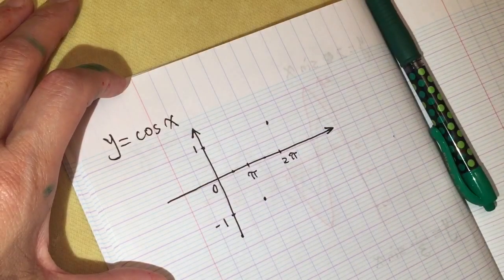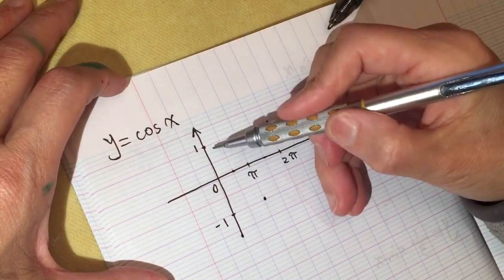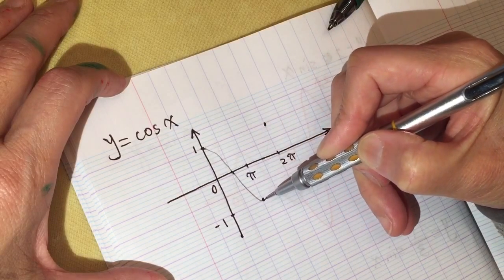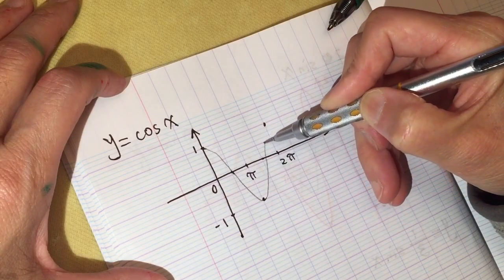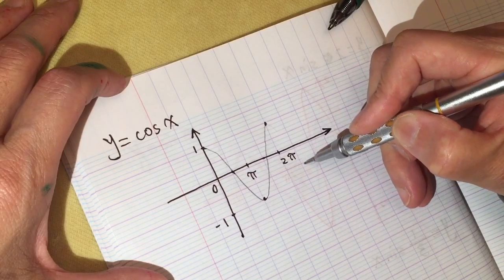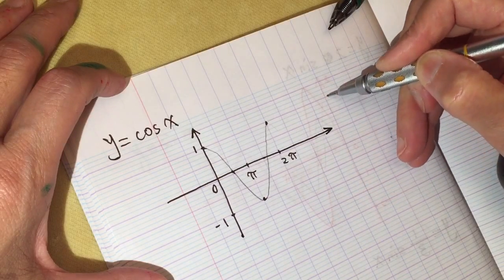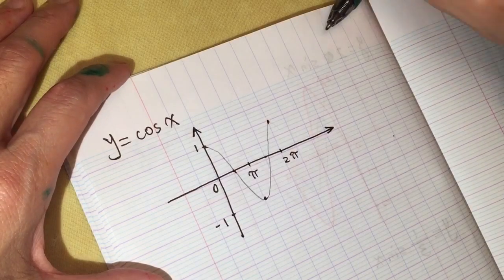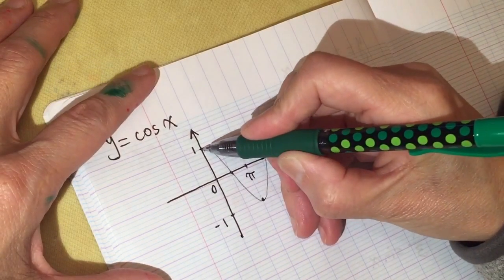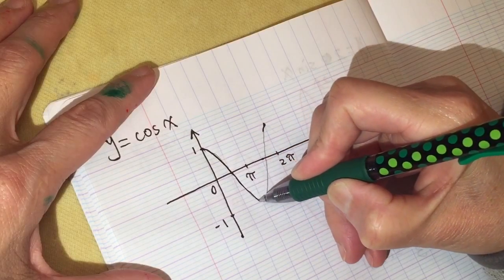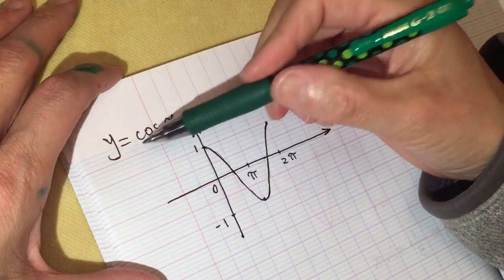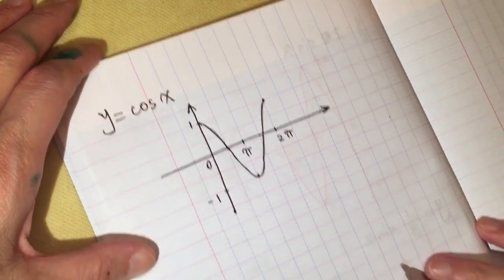So we write down some of these important points. And after 2 pi, it repeats. It repeats like this, continues to repeat. We will not do too much. Maybe later we will do a little bit more. So this is the graph of y equal cosine x.